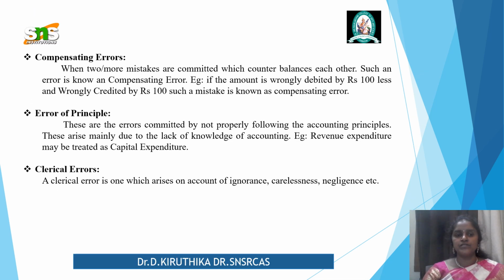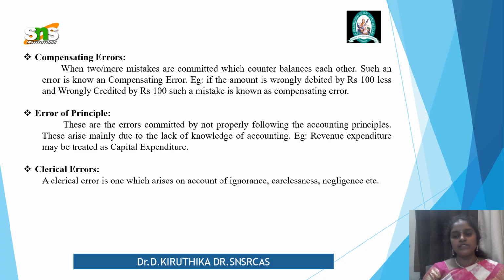And the next one is compensating errors. That is, two or more mistakes may be made and they may counterbalance each other. The example I have given: wrongly debited rupees 100 and wrongly credited rupees 100. Then such mistakes will compensate each other. That is known as a compensating error.